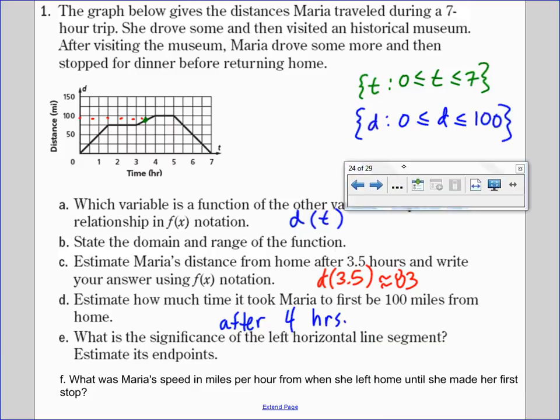What's the significance of the left horizontal line segment? Estimate its endpoints. What's she doing at the left line segment? Which part of the story matches the left horizontal line segment? When she visited the museum. So she's probably at the museum then. Taking in some historical artifacts.